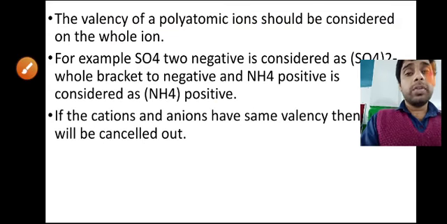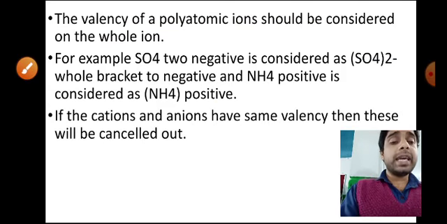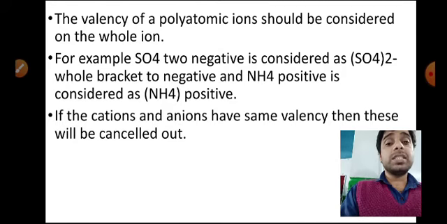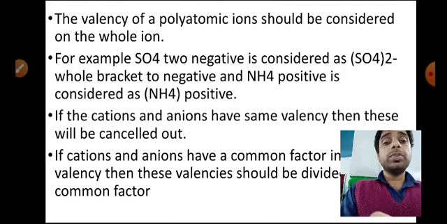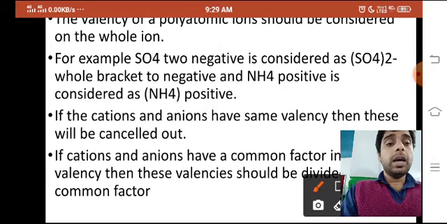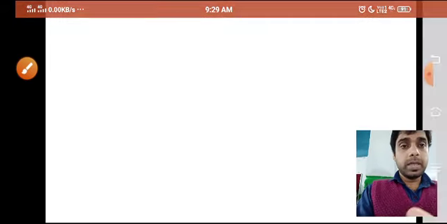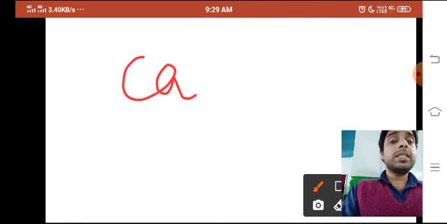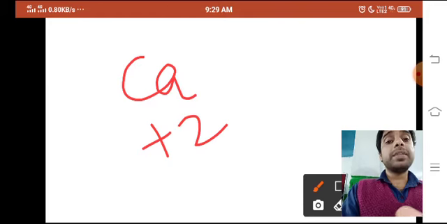Next, if the cations and anions have the same valency, then these will be cancelled out. What does it mean? Let me show you. Cations and anions should have the same valency. If I am talking about Ca, it has +2 valency.